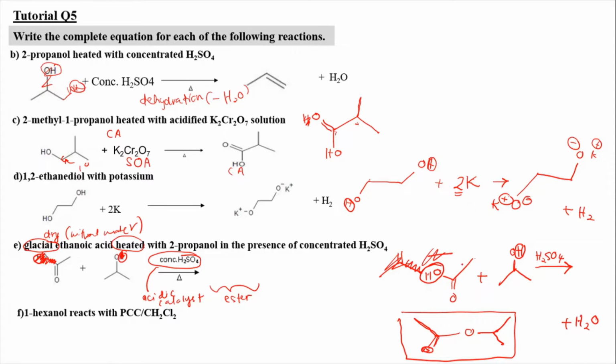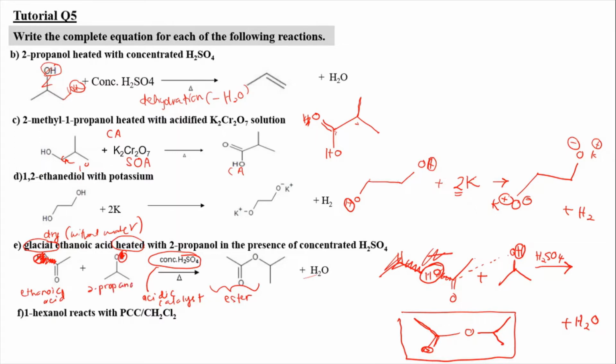Okay, so which is this one. So we're going to produce our ester as shown here, and then our byproduct is going to be water. So if we were asked to write the name of the ester, we can do the naming based on the reactants that were given. So first we have the ethanoic acid, and here we have 2-propanol.